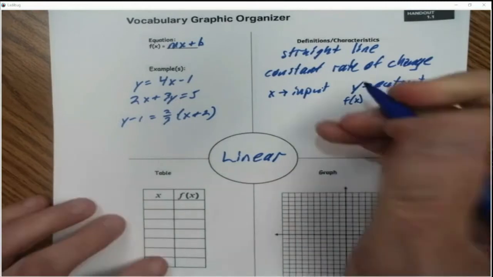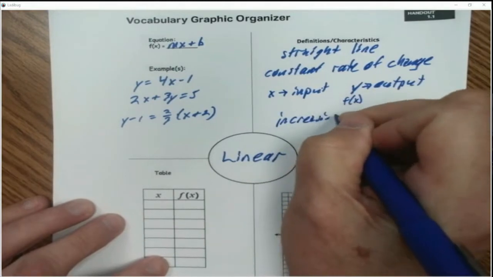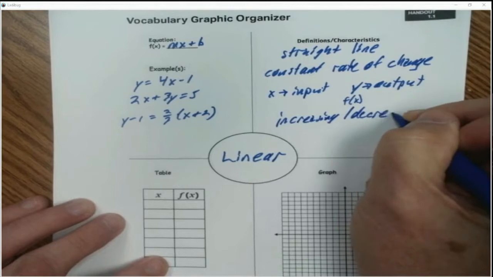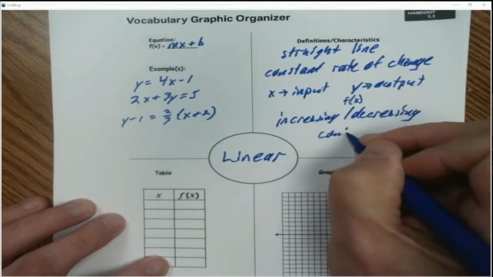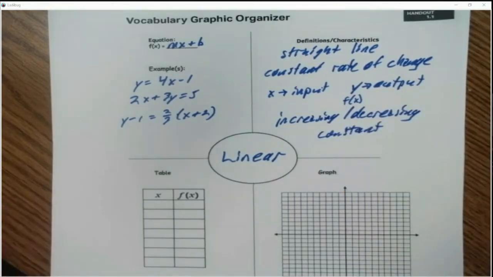Could be increasing or decreasing or constant, right? Or it could have no slope whatsoever if it's straight up and down, right?